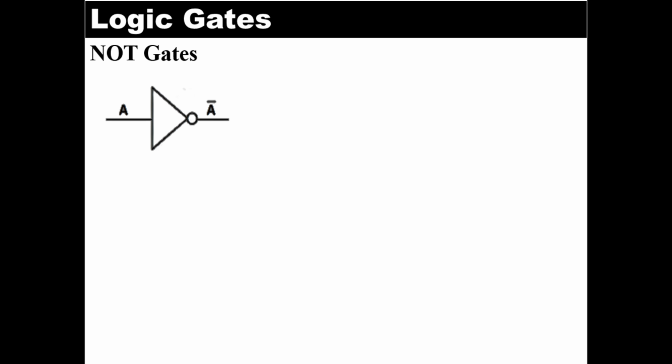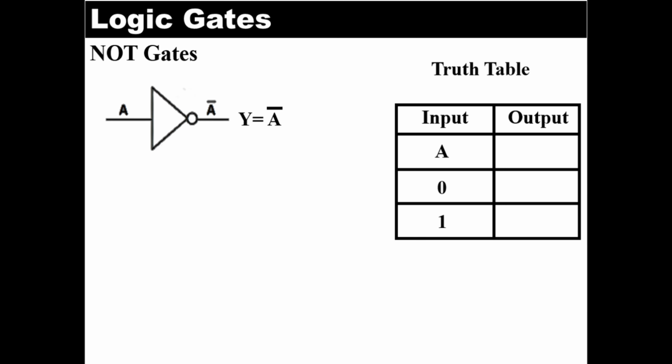This is the circuit of the NOT gate, and this is input A to the gate and output Y, where Y is equal to A bar. This bar indicates the opposite value. Let's see its truth table. As it has only one input, the possible input values are only 0 and 1. For 0 input, that is when A is equal to 0, the output will be Y is equal to 1. And when the input is equal to 1, then the output Y is equal to 0.